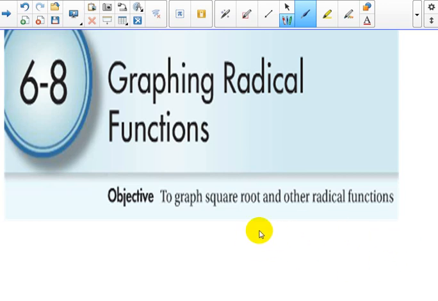So today's lessons 6-8, graphing radical functions. Our objective today is to graph the square root and other radical functions.